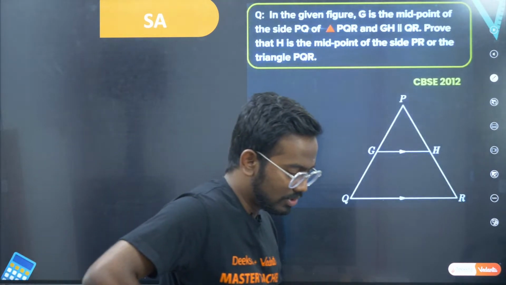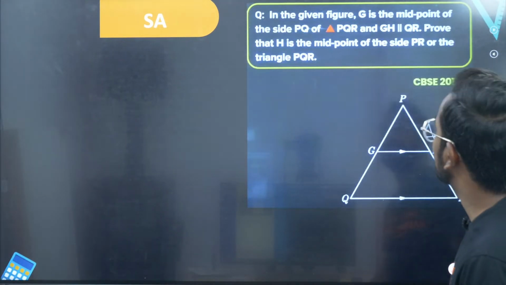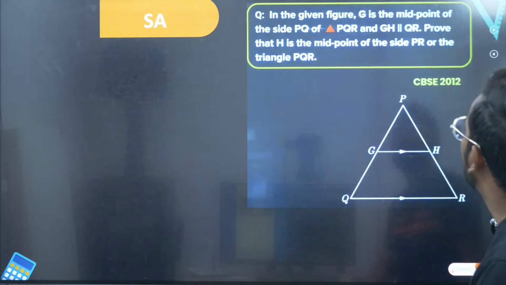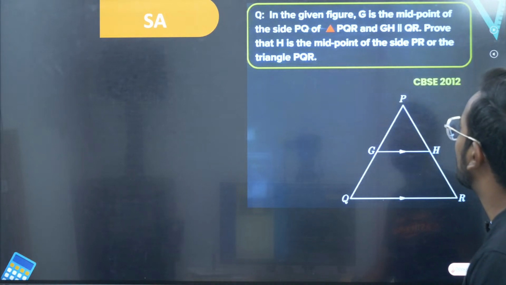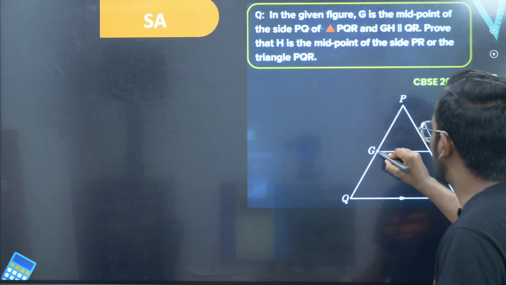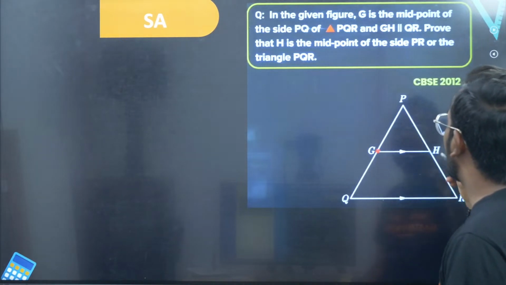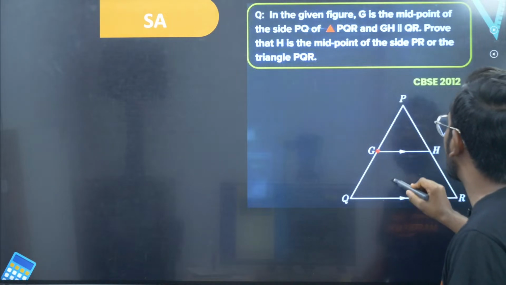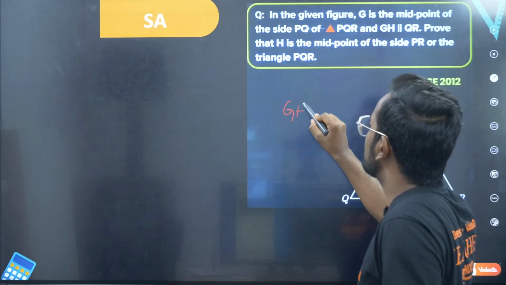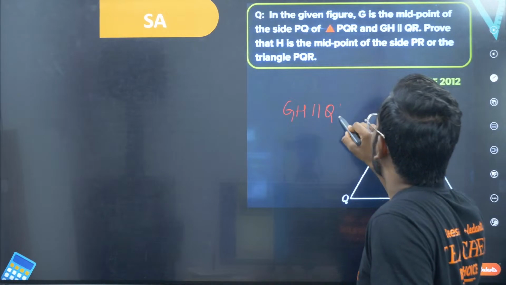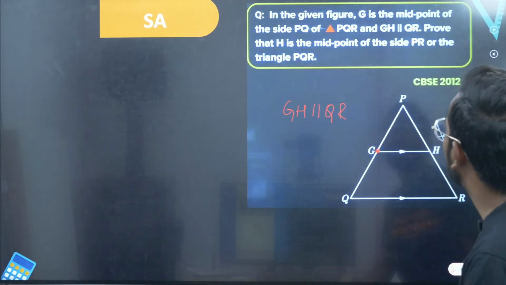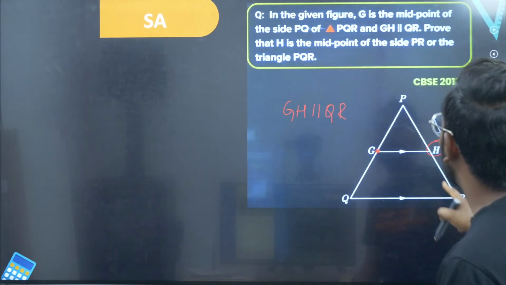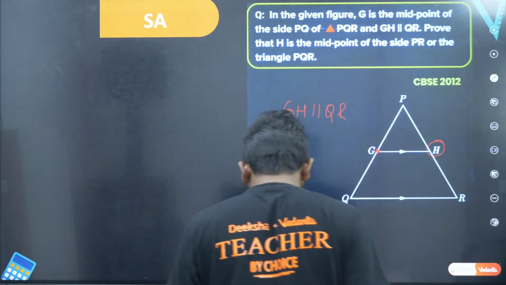This was asked in CBSE 2012. So what does this question say? Sir, in the given figure, G is the midpoint of the side PQ of triangle PQR. They have said G is the midpoint of one side, and they have told GH is parallel to QR. Prove that H is the midpoint. My job is to prove H to be the midpoint of the side PR of triangle PQR. So this is the question.